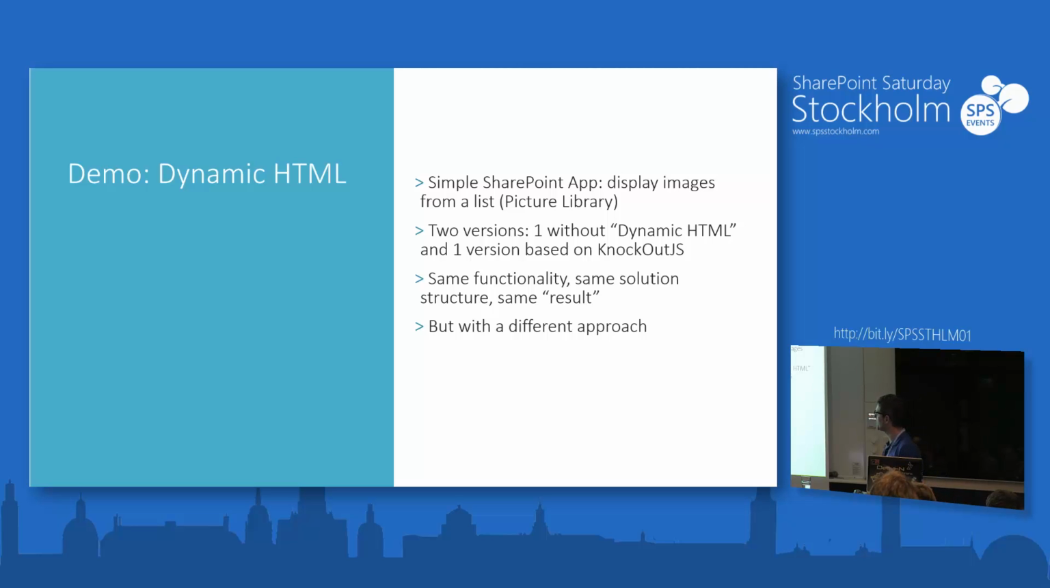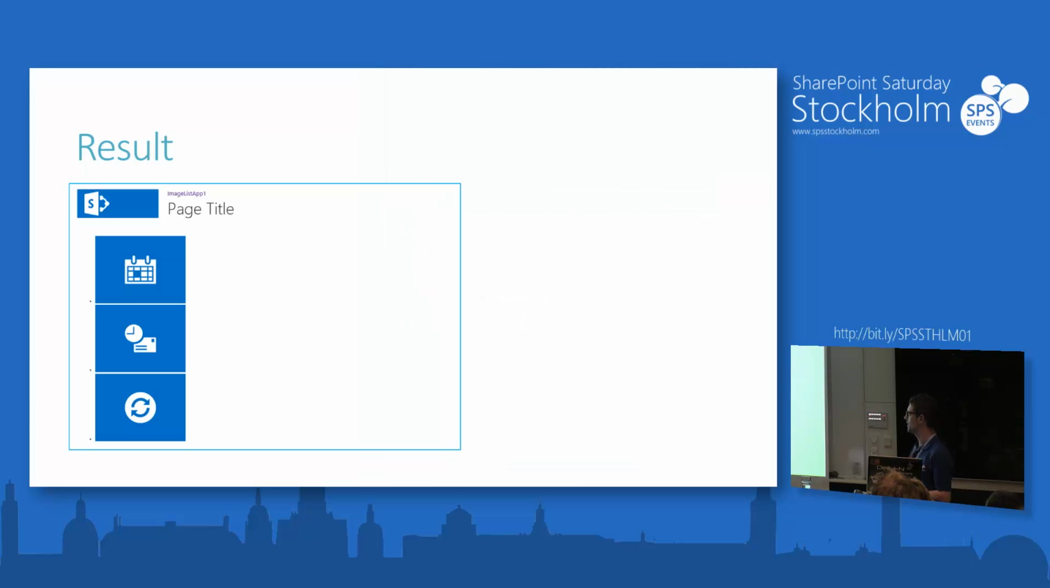Another demo, dynamic HTML. I will build a simple SharePoint app to display images from a list, which is actually just a picture library local to my application. I will build two versions, one without the dynamic HTML and one version based on Knockout. They will have the same functionality, same solution structure, same result. But I take a different approach.